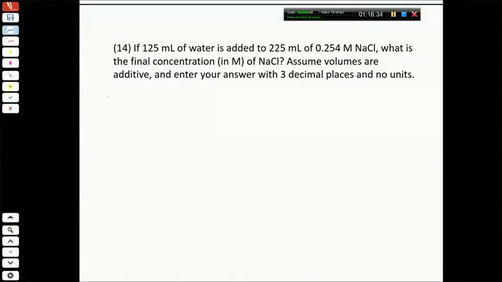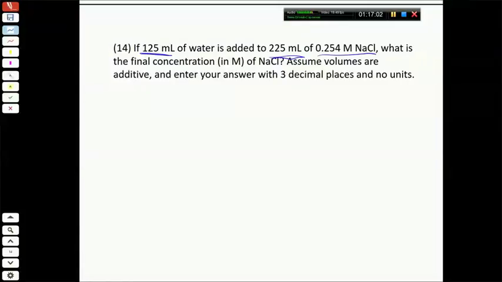All right, so here we have a solution of 0.254 molar NaCl with a volume of 225 milliliters, and we're adding 125 milliliters of water to this. Whenever a problem is set up like this, where we have a solution of some compound and then we're adding water to change the concentration, you should immediately think dilution. We're not doing any chemistry here. We're not reacting the NaCl with anything. We're just adding water to change the concentration.